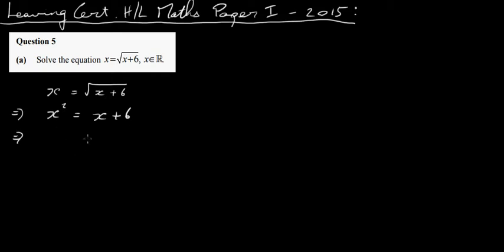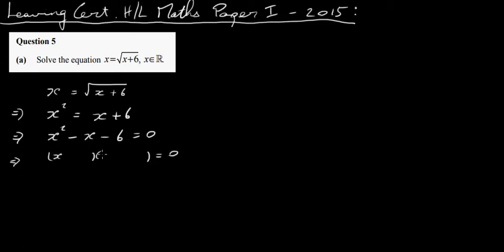You can see here that this is going to be a quadratic trinomial. So we've got x squared, minus x, minus 6 equal to 0. So just subtract x and subtract 6 from both sides. And remember, you still have this 0 on the right hand side. Okay, so we need to find the roots of this, so we've got to factorize it first.